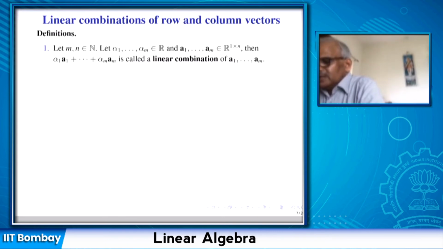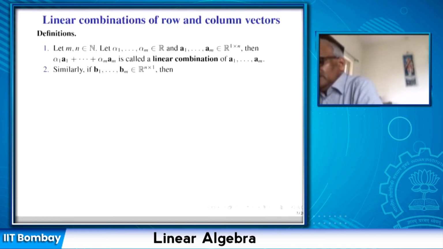So this is a linear combination, and it is again a row vector of the same size. That is, it has n components. So row vectors with n components, we can first scale them by arbitrary scalars and then add them. Then this is called a linear combination of these vectors.